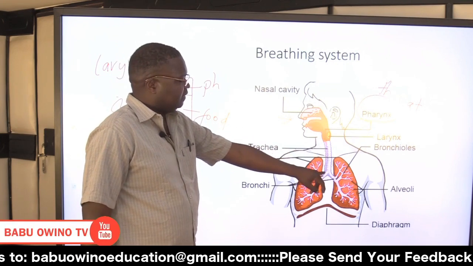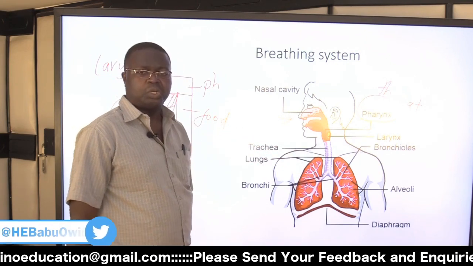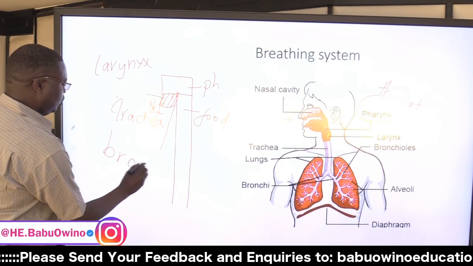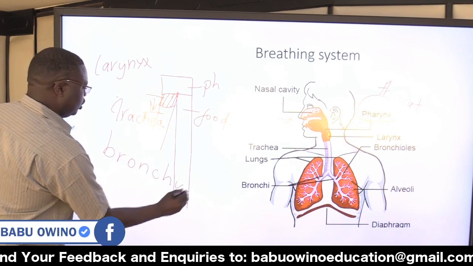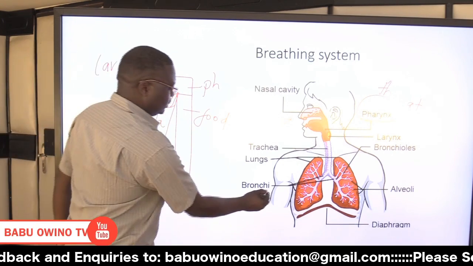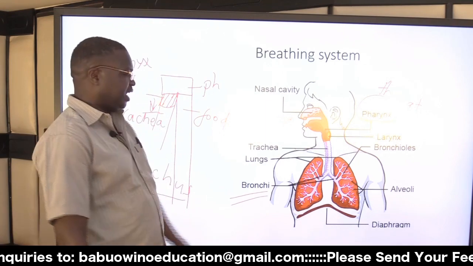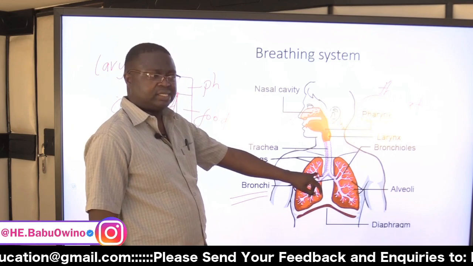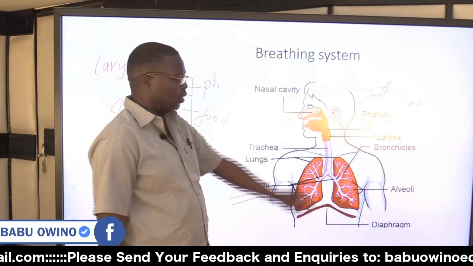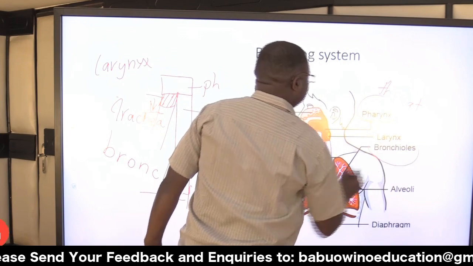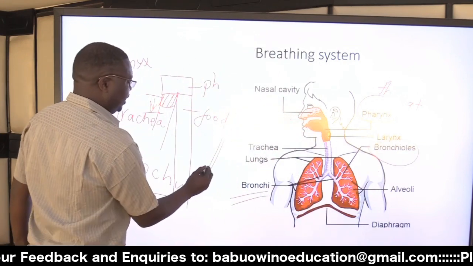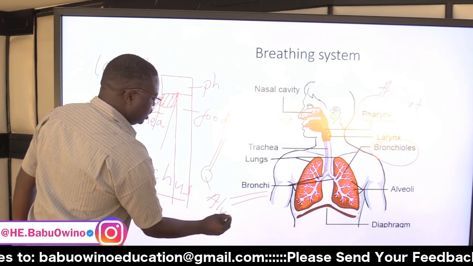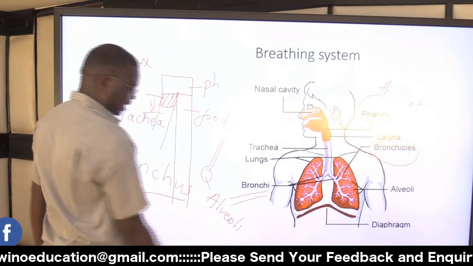From the trachea, the air moves into what we call the bronchus. If there is one, that branch is called bronchus. When there are two, we call them bronchi, as you can see here. So the air is led to the bronchi. From the bronchi, it still branches into smaller parts that we refer to as bronchioles. The endings of those bronchioles are where we find the alveoli, or you can also refer to them as air sacs.